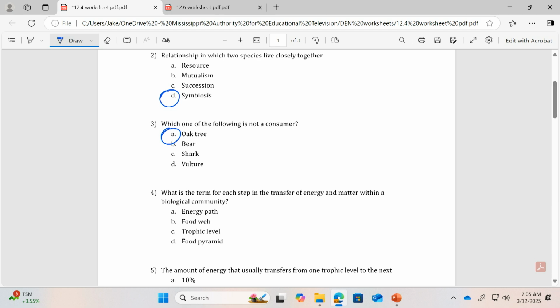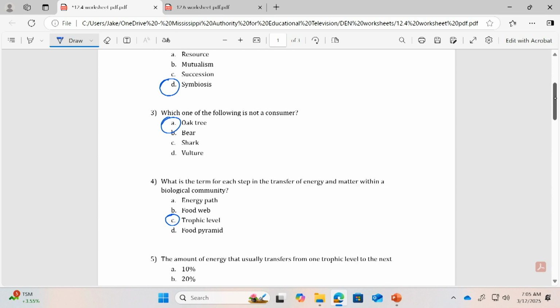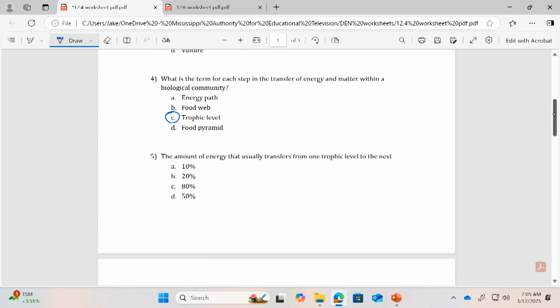Number four says, what is the term for each step in the transfer of energy and matter within a biological community? Okay, so this is known as a trophic level. So imagine if you're looking at a food chain, when you go from the plants to the insects to the animals, every time you move from one to the next, that is you going from one trophic level to the next. So every level along that chain is known as a trophic level.